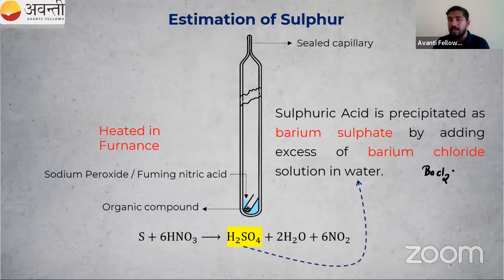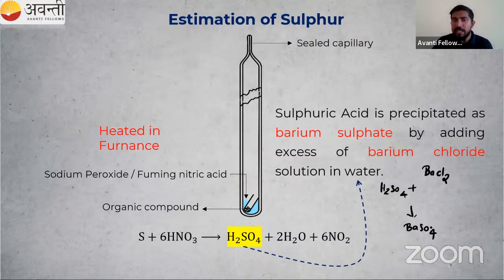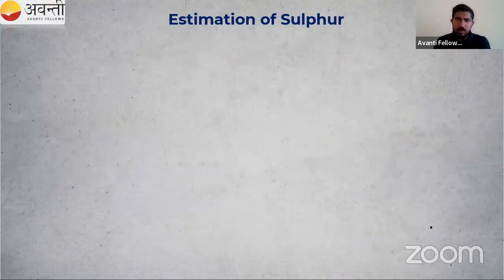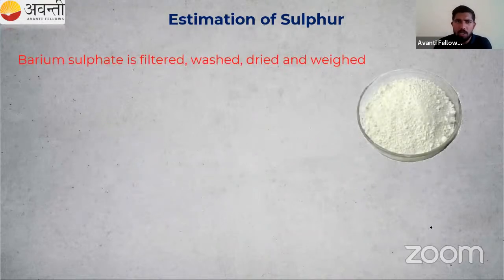Then we are getting barium sulfate. So we have H2SO4, and to that we are adding excess barium chloride, so we will get barium sulfate. In barium sulfate, sulfur is present. Based on this, we can find the percentage of sulfur in the organic compound, right? So this is the reaction taking place here. You have to remember the final product and the equation, how to write the equation, how to find the percentage of sulfur. So we have barium sulfate, that is our final product. Based on barium sulfate, we have to do the calculation.